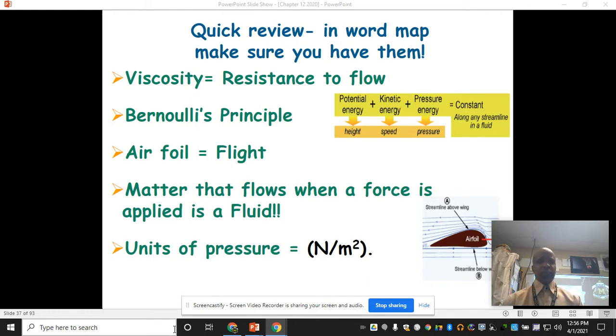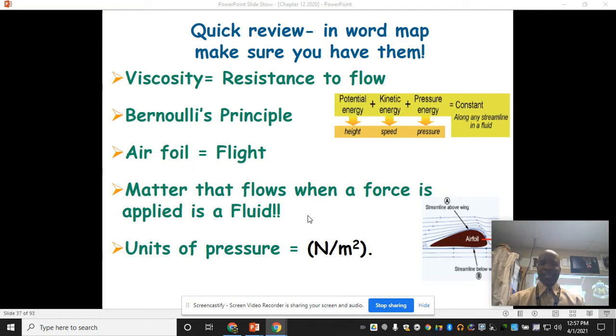Viscosity is the resistance of a fluid to flow. Bernoulli's principle, what you see there in this particular picture over here, is where you have the potential energy, the kinetic energy, and the pressure energy, which have to be maintained as constant. And if you change any one of these variables, if one thing goes up, the other two must go down. Or if one goes down, the other two go up. So you've got to vary any of those three variables along a streamline.